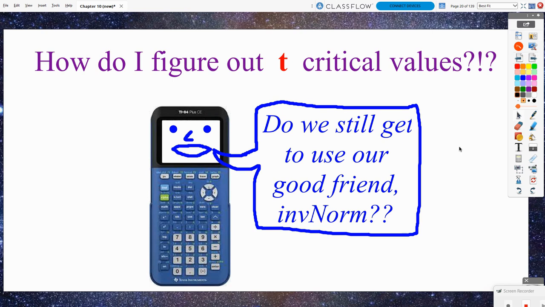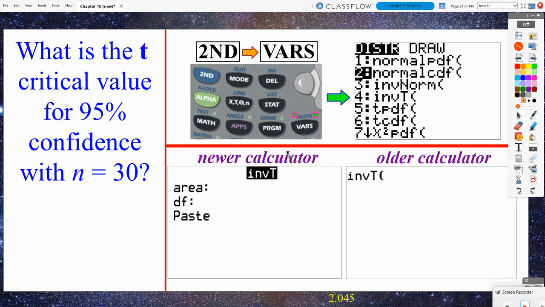And in a very similar sense to how we got z critical values with inverse norm, we're going to have to use the next calculator command in our list. So now to get the t critical value for our 95% confidence, we're going to go to second variables and get our inverse t command. And for area, we're going to throw in one tail area. So for a 95% confidence level, there was 5% left over. Half of that gives us 2.5%, so 0.025.